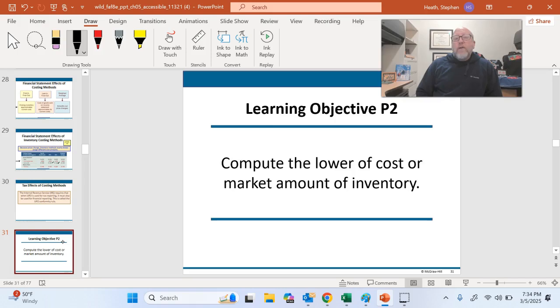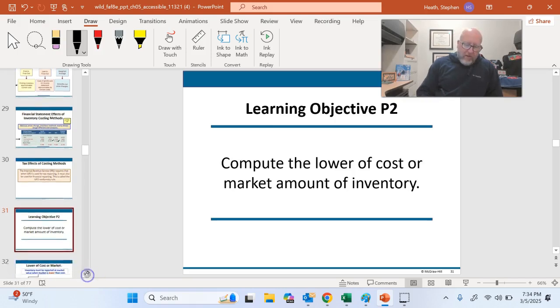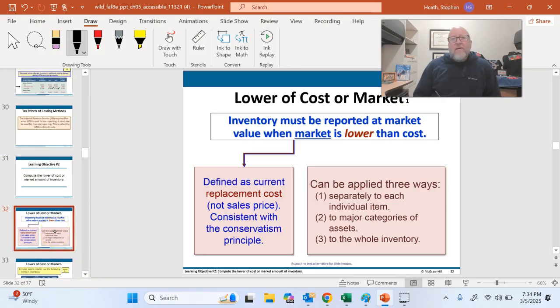Okay, compute the lower of cost or market amount of inventory. I have a feeling this slide's going to be super complicated. Okay, maybe it's not. Lower of cost or market: inventory must be reported at market value when market is lower than cost. So market, we're saying, hey, listen, if I have a bunch of lumber and my warehouse burns to the ground and I want to replace the lumber that I had in inventory, what we're saying is the market cost is the replacement cost. How much would it cost me to purchase more lumber for my inventory?